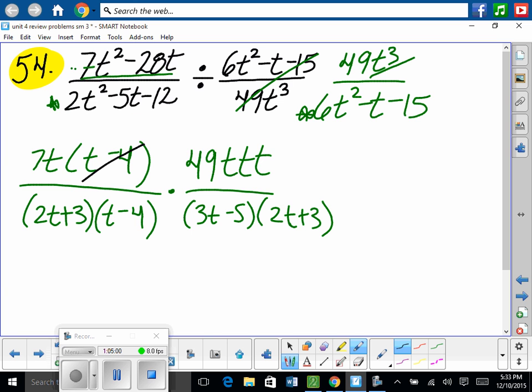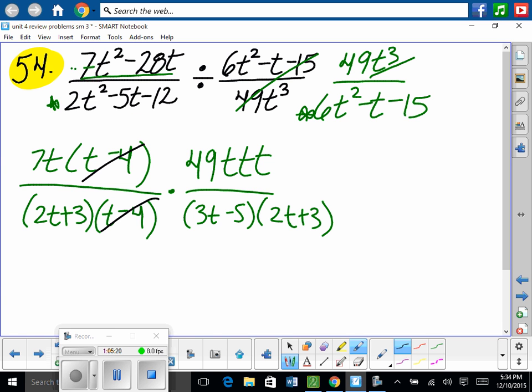We have t minus 4, t minus 4. Those divide out. We have a 7 on top. Anything on bottom? No. A t on top. Any t's on bottom? No. 49 on top. Nothing on bottom? No. And then our t's on top don't divide with anything on bottom. So you're going to multiply those things together.